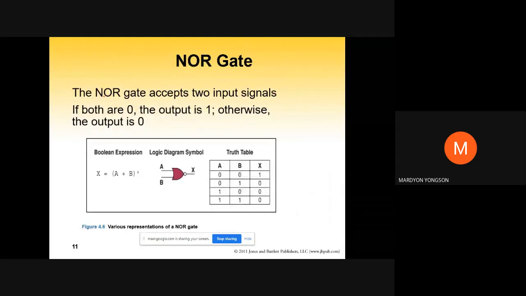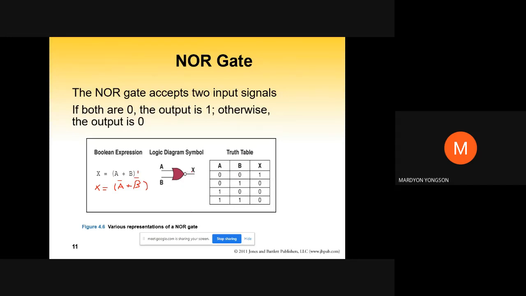And then next, we have the NOR gate that accepts two input signals. If both are 0, the output is 1. Otherwise, the output is 0. So, opposite naman ni NOR gate yung OR gate. And then first, we define the Boolean expression. So, we have x equals a plus b complement, or x equals not a, and so x equals not a plus not b.